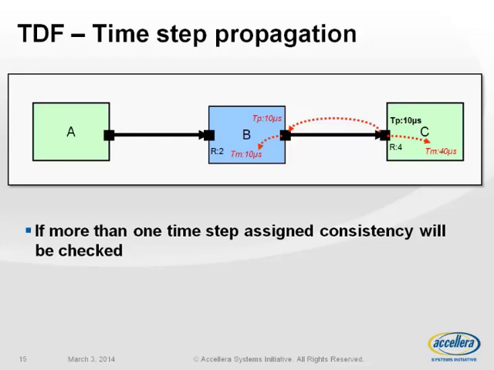And the output port has a rate of 2. That means we have to produce 2 samples per 10 microseconds. So we have 5 microseconds, and then we can propagate this to module A and also to the time step of the module. This is what we are doing in SystemC AMS. That means the user at the end defines at one point in the cluster the time step, and we propagate it through the whole cluster, and we check the consistency of this time step.